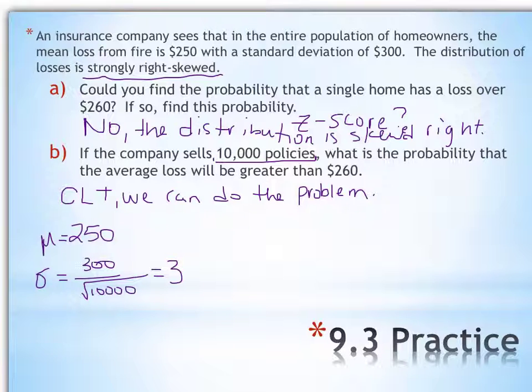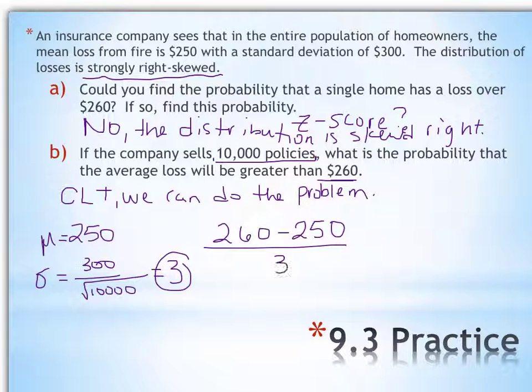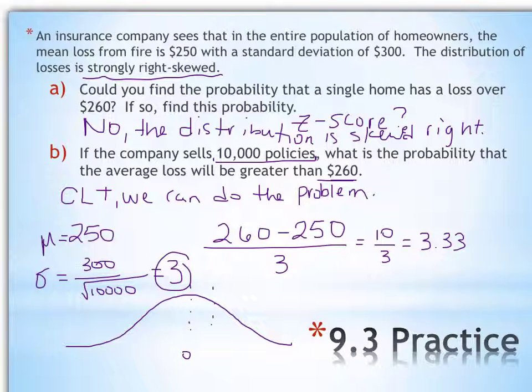So let's do the z-score now. I'm trying to see if it's greater than 260. So 260 is my x minus my mean, 250, over the standard deviation, which we just found, is 3. So I have 10 over 3, which gives me 3.33. Now let's draw our normal curve. 3.33 is a little area. It's very small towards the end of the graph.